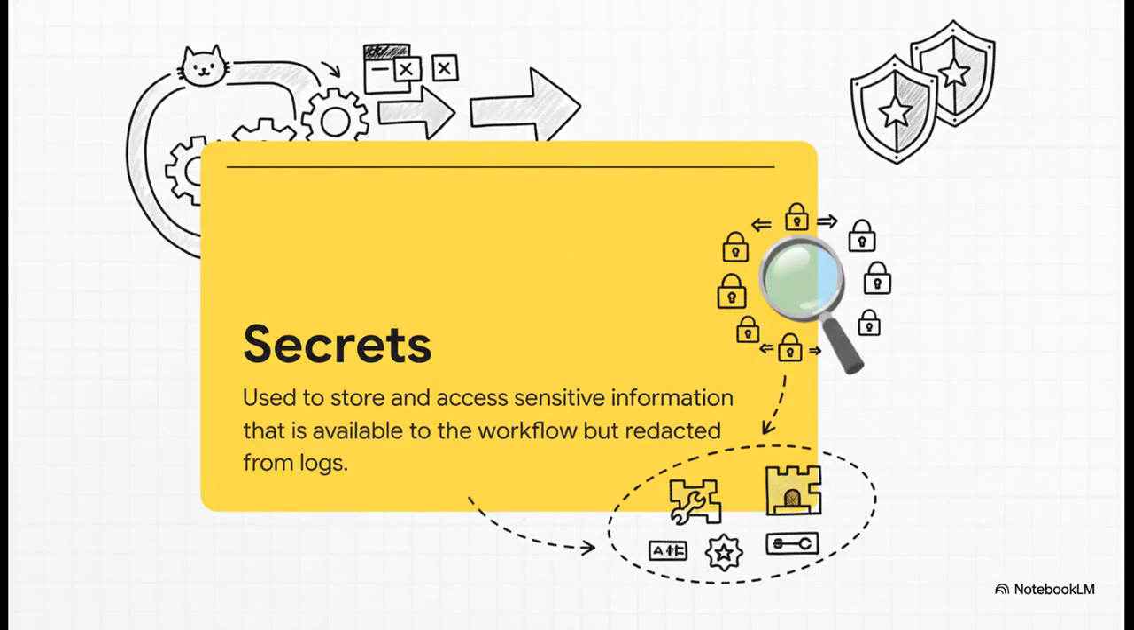But of course, some things can't just be sitting in your code, right? What about API keys or passwords? For that, GitHub Actions gives us secrets. These are basically encrypted variables that you set up in your repository settings. They get passed securely to your workflow, and most importantly, they are never printed out in the logs.